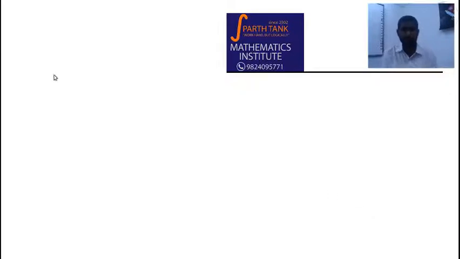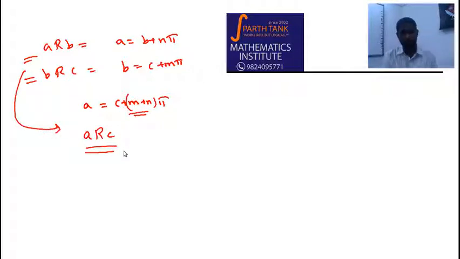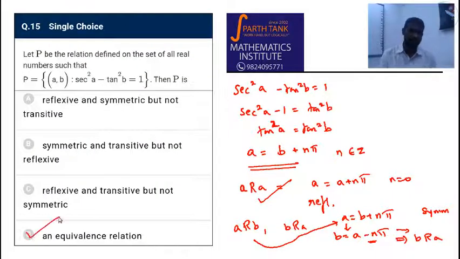Now transitive, A related to B implies A is B plus n pi. B related to C implies B is C plus n pi, let us say n pi, another integer. Substitute B there, I get A is C plus n pi, this is going to be another integer. This means A is related to C. So these two are implying A related to C. Therefore, it is also transitive. So this relation is an equivalence relation. It is symmetric, reflexive and transitive.